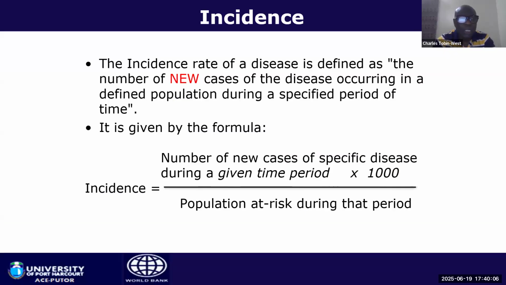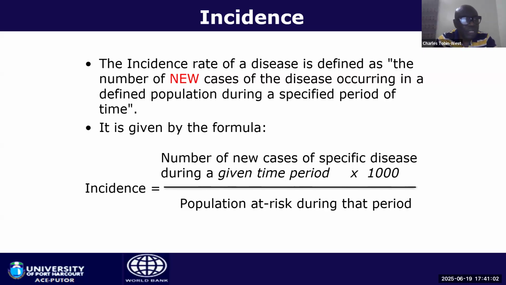Then measuring disease frequency. Incidence and prevalence are the most commonly used ones. Many times people just use incidence as an English word. No, they are technical terms. They do not mean the same thing. Disease incidence rate is the number of new cases of the disease occurring in that population over a specific period of time. Incidents are new cases of disease that are observed over a period of time. So the formula is the number of new cases of any specific disease during a given period of time times 1,000 over the population at risk during that period.